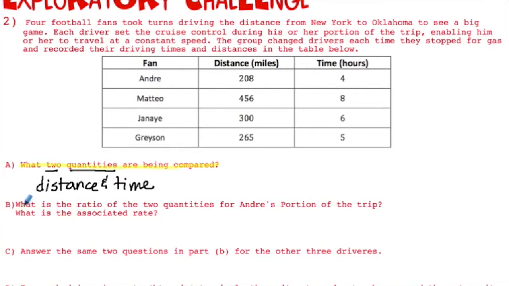Right, the second part: what is the ratio of the two quantities for Andre's portion of the trip? And what is the associated rate? So the ratio for Andre's portion of the trip is 208 miles to 4 hours.